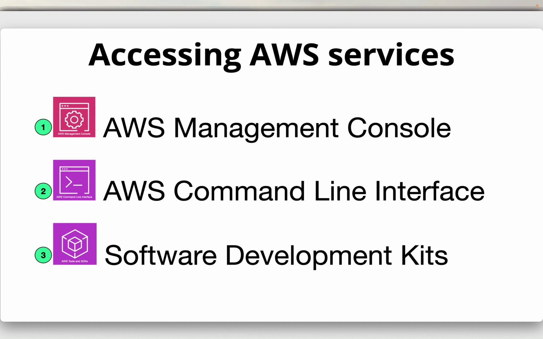So we will always start with the Management Console. Then if you have some automation or scripts, we use the CLI. And finally, when we do application integration and automation, we have software development kits, SDKs, which are available for most of the popular languages like Java, Python, Go, Ruby, JavaScript, and others.